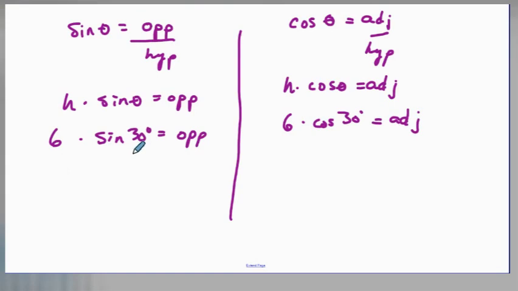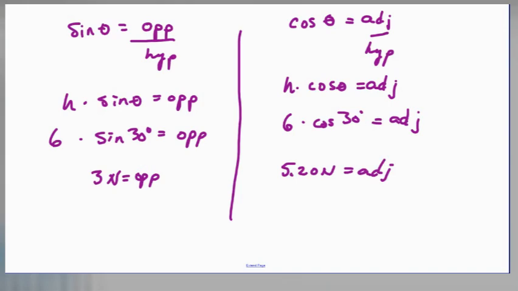6 times the sine of 30 degrees leaves us with 3 newtons as our opposite side and 5.2 newtons on the adjacent side.